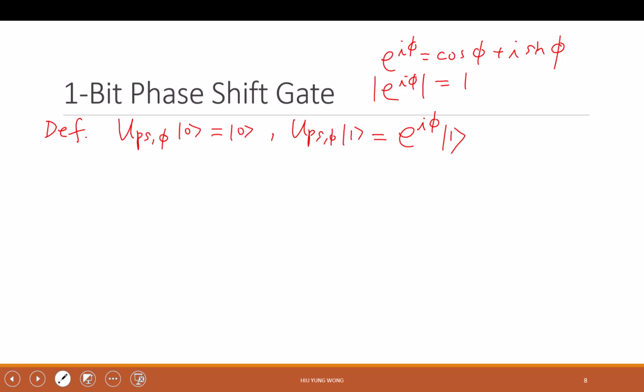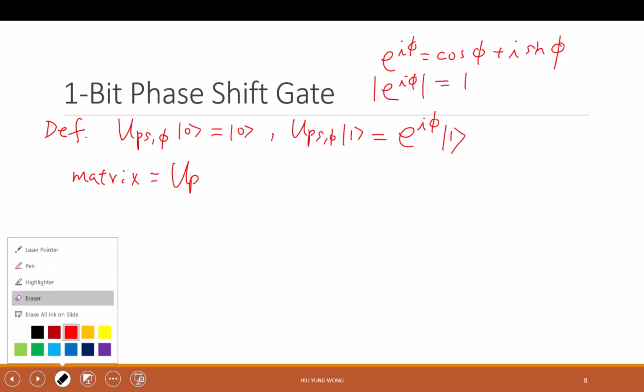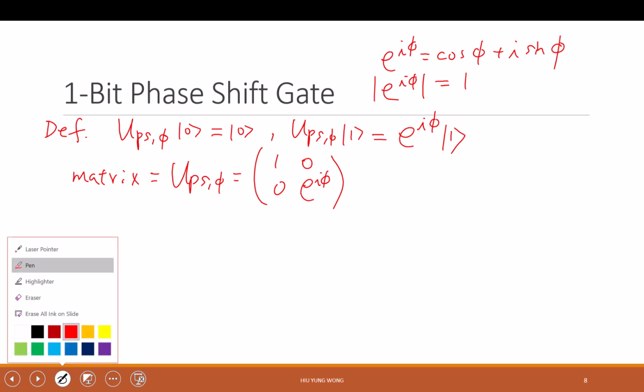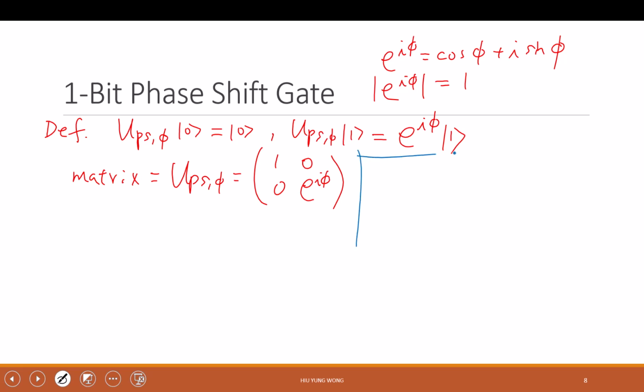So if this is the definition, then I can tell you that the matrix form is U phase shift phi equal to 1, 0, 0, e to the power i phi. Okay. Now you can check it. You find that it works.